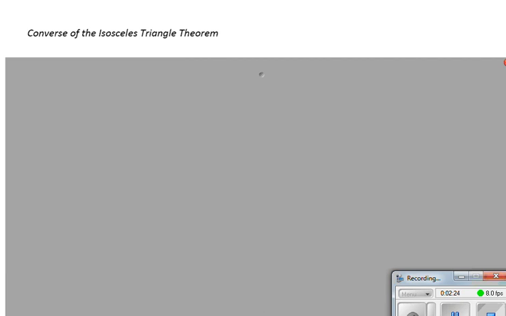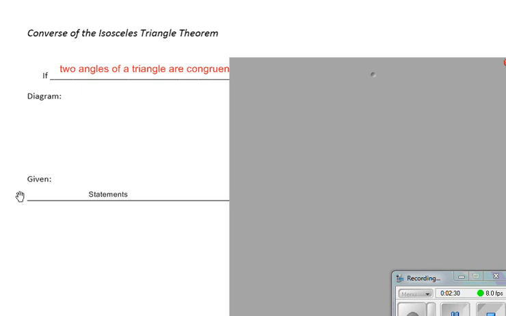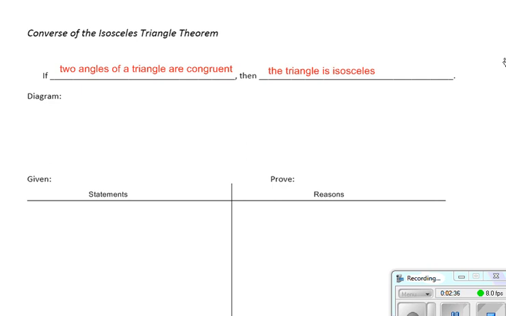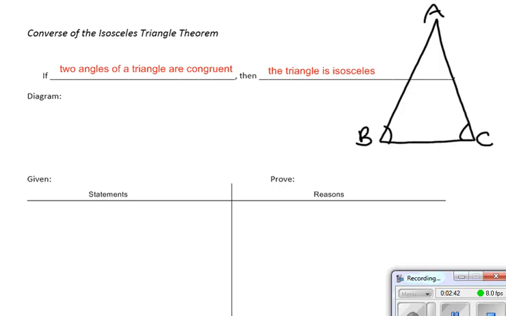The converse reverses your hypothesis and your conclusion. So what you should have is a statement similar to this. If two angles of a triangle are congruent, then the triangle is isosceles. This is what we're going to prove. Let's start by drawing a diagram.